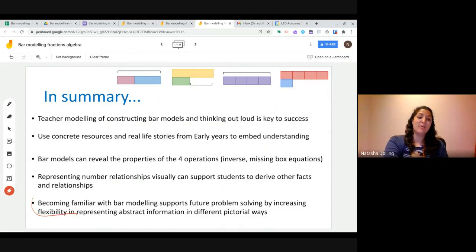And finally, becoming familiar with bar modelling supports future problem solving because it increases flexibility in representing abstract information in different pictorial ways. So when they're coming across all those tricky problem solving all the way further up the school, bar modelling is going to support with that.